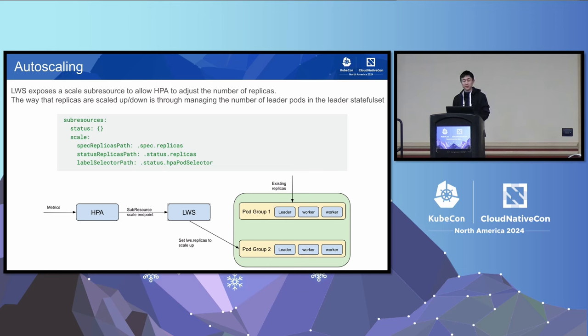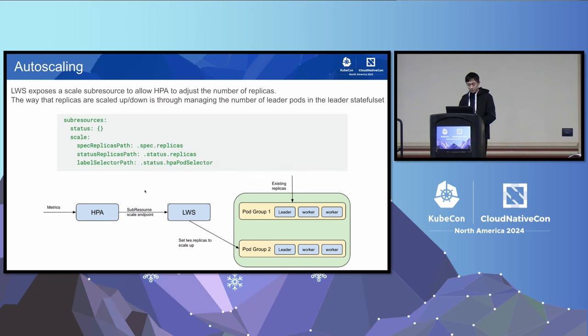Today I will cover mostly the implementation details of the LeaderWorkerSet. For the auto scaling part, LeaderWorkerSet exposes the scale subresource to allow HPA to adjust the number of replicas. The way replicas are scaled up and down is through managing the number of leader pods in a leader StatefulSet. Below is an example of how we configure LeaderWorkerSet for using HPA to auto scale.